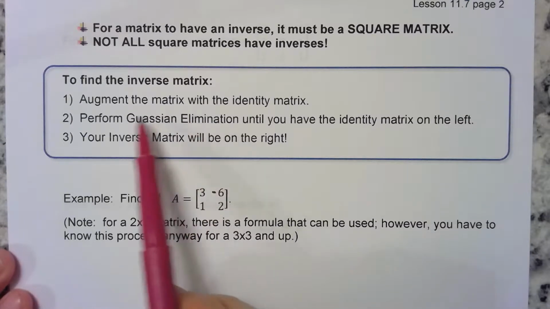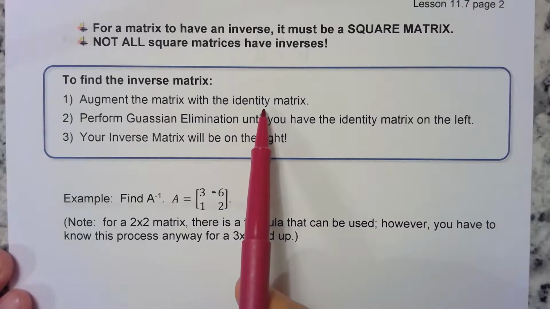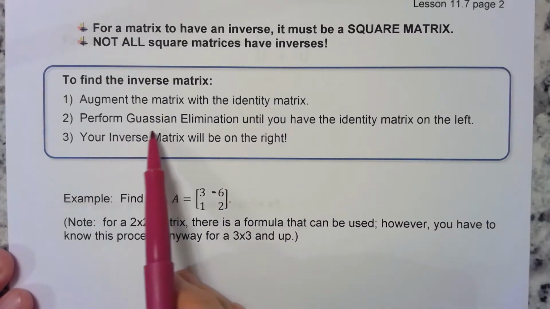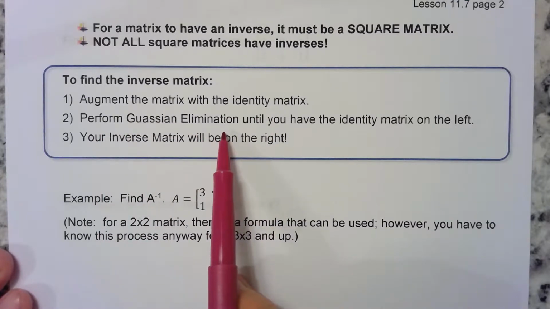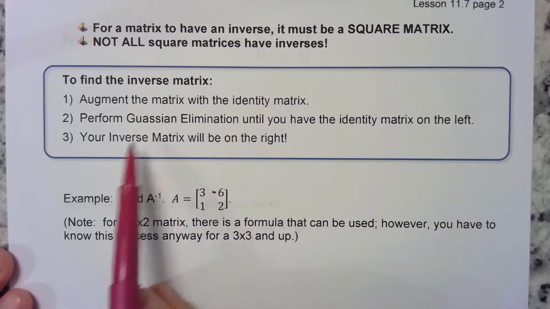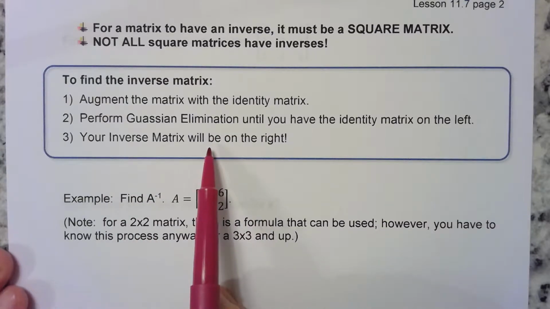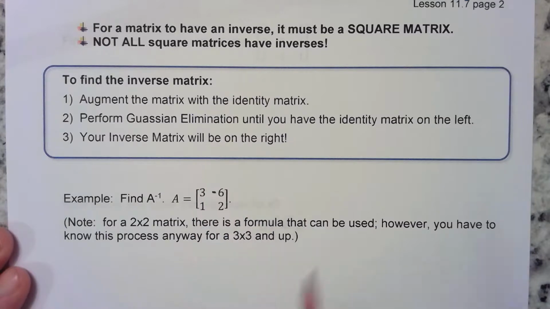The first thing you want to do is to augment the matrix with the identity matrix. Then you perform Gaussian elimination like we did in 11.6. And your inverse matrix will end up being on the right. So let's look at this first example.